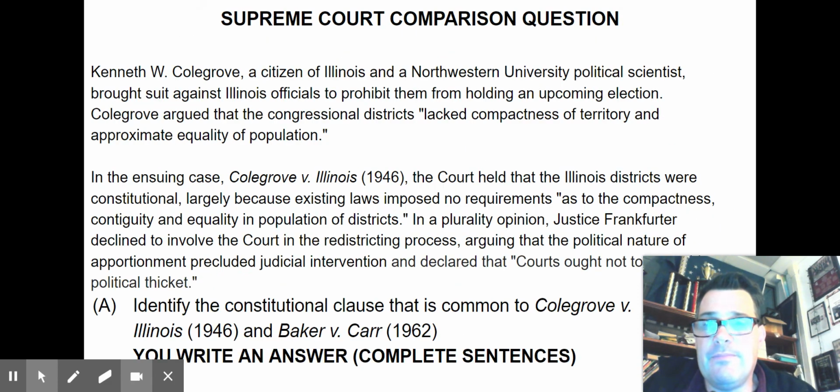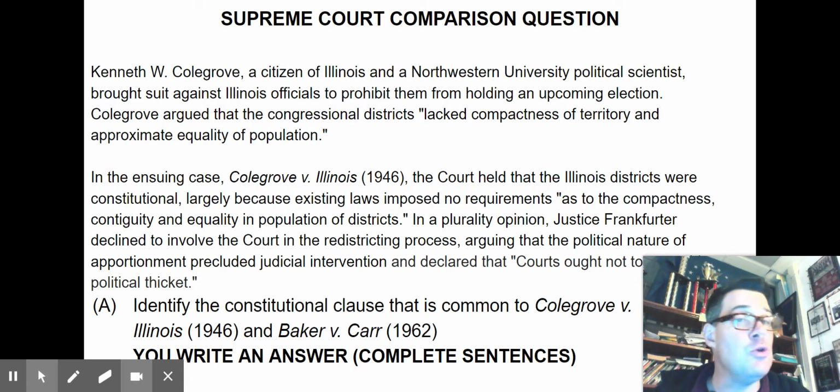All right. You're going to go ahead and write your answer to Part A. Identify the constitutional clause that is common to Colgrove versus Illinois and Baker versus Carr. You should be using your strategy of rewording the prompt and then including the constitutional clause. So you want to mention the cases in this. By the way, it is appropriate to just say the first name of a case. So Colgrove, Baker, you can just use the first name. But go ahead right now, pause the video, and then write your answer. It should be one sentence. That's all it is.